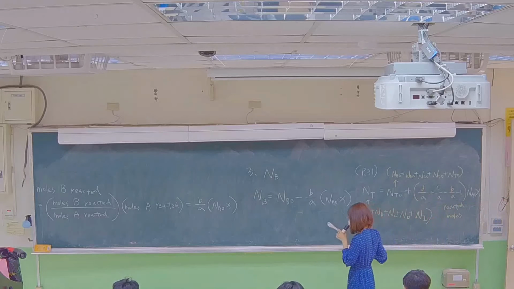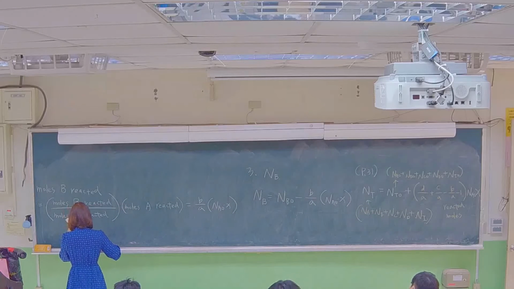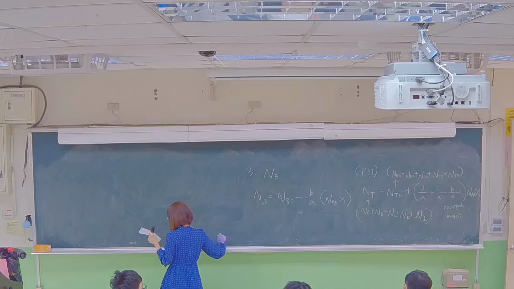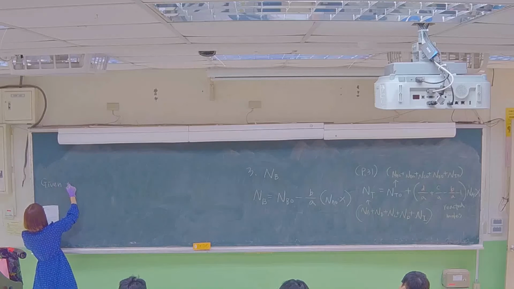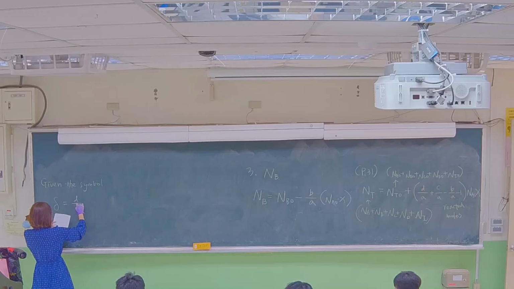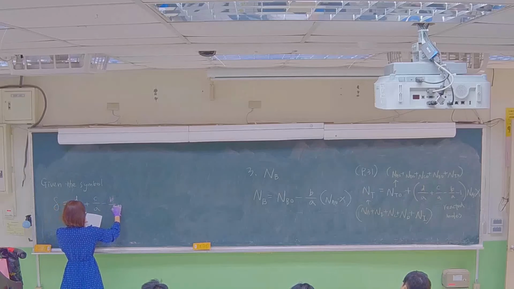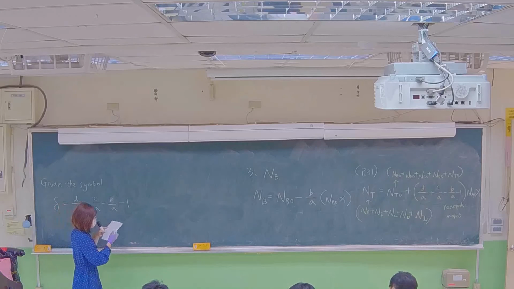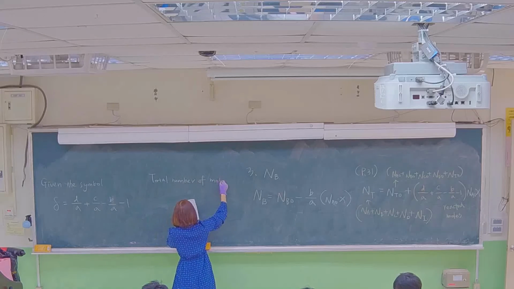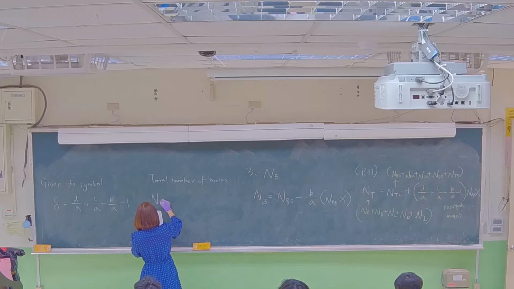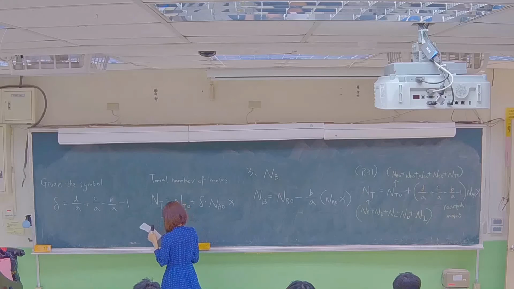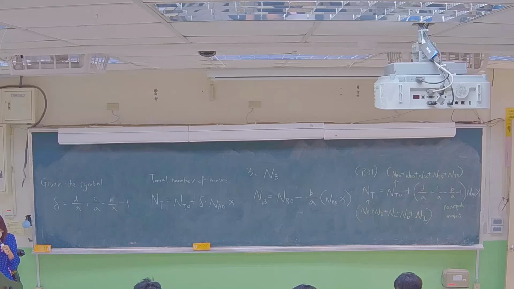And then, given the symbol, we use delta to replace the coefficient summary. Okay, so finally, the total number of moles can be simplified as follows. Okay, so let's write down the stoichiometric table next week.